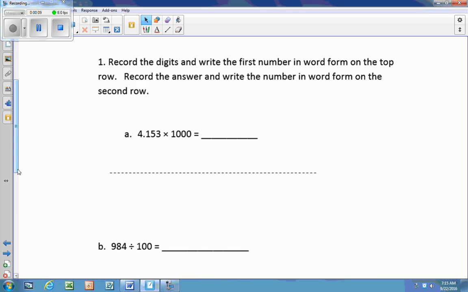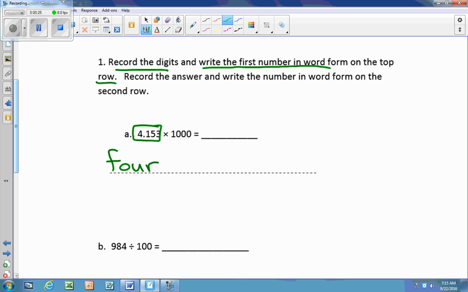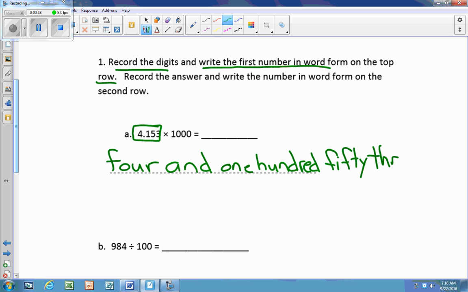I'm going to start by reading through the directions carefully, and it says to record the digits and write the first number in word form on the top row. So that first number they're talking about is right here, so we have to write that in word form, and it says 4. And because there's a decimal point, we say and 153, and it ends right here in the thousands place, so we have to make sure that we put that thousands at the end.